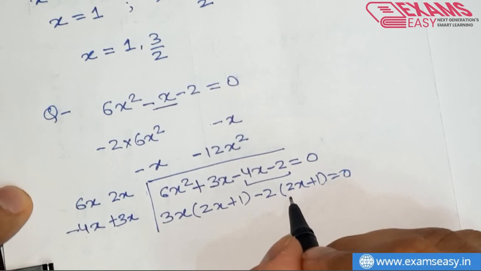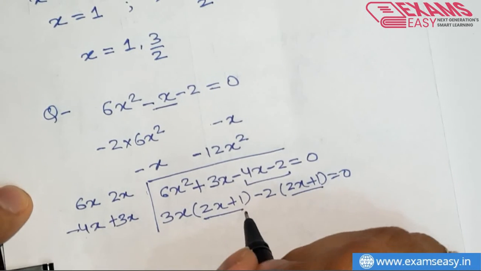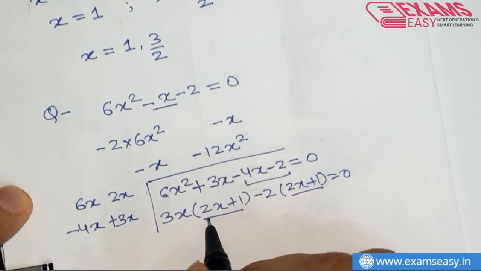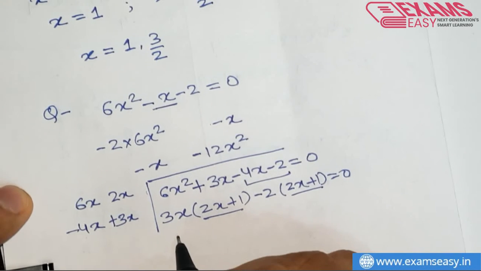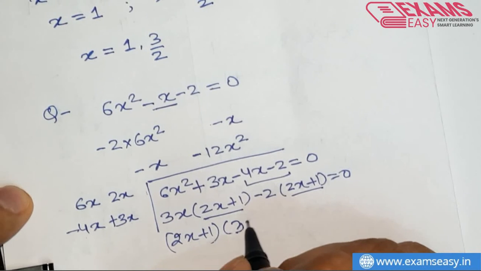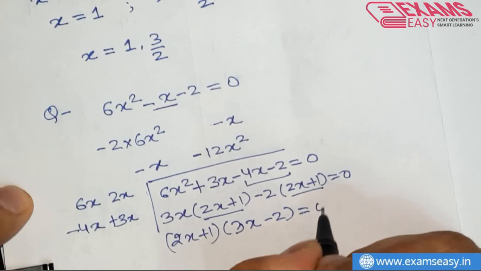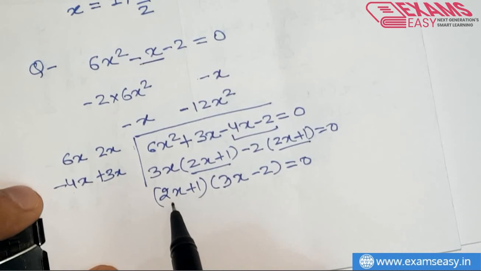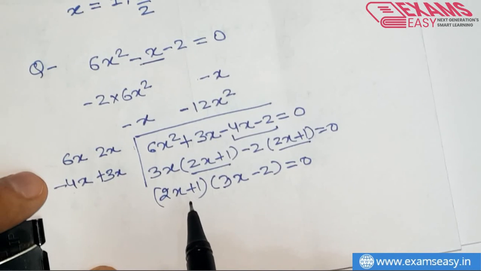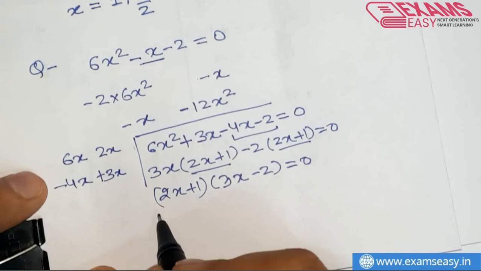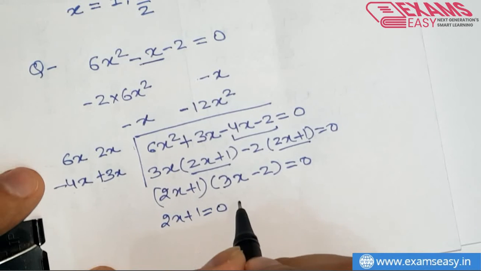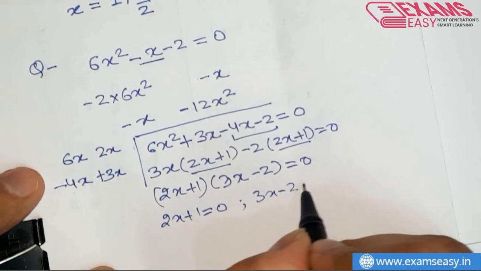Here we can see that the terms in the brackets are the same, so we have taken the common terms correctly. So let us further take 2x plus 1 common from these two terms, as 2x plus 1 is common. So in the bracket we get 3x minus 2 is equal to 0. So we see here that the product of two factors is equal to 0. This is possible when either of these is equated to 0. So let us make two cases: 2x plus 1 is equal to 0 and 3x minus 2 is equal to 0.